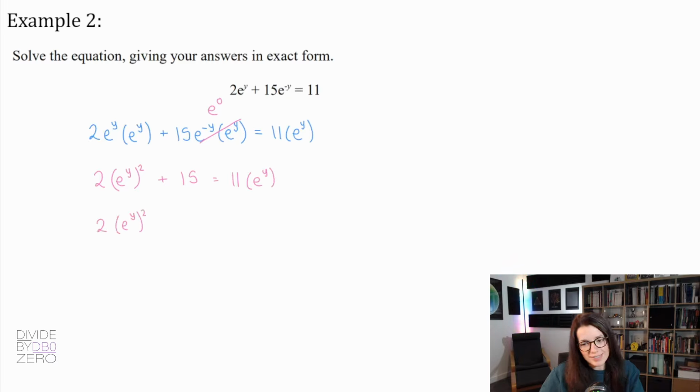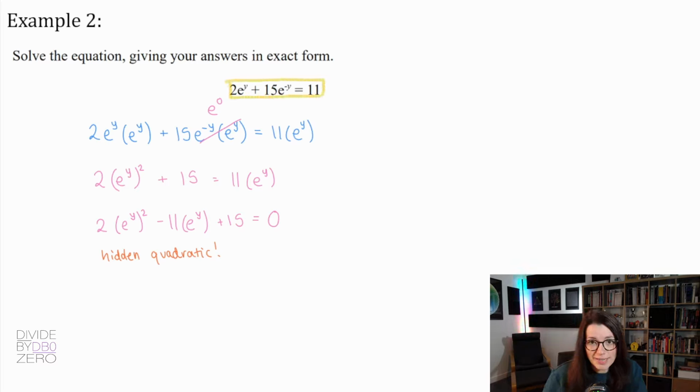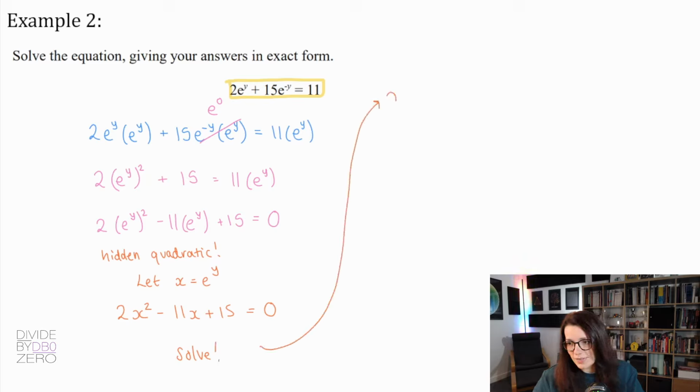If we rearrange this equation, we get this, and hopefully this now looks familiar to you. This is actually a hidden quadratic. So just to recap, for questions like this, you want to manipulate the algebra so that you end up with a hidden quadratic. Once we can see that it is a hidden quadratic, we can make a substitution to make it easier to work with. So we could say let x be equal to e to the power of y. Then we can rewrite it as 2x squared minus 11x plus 15 equals 0. You can then solve this however you normally solve your quadratics, and you will get two answers for x. x equals 3 or x equals 5 over 2.